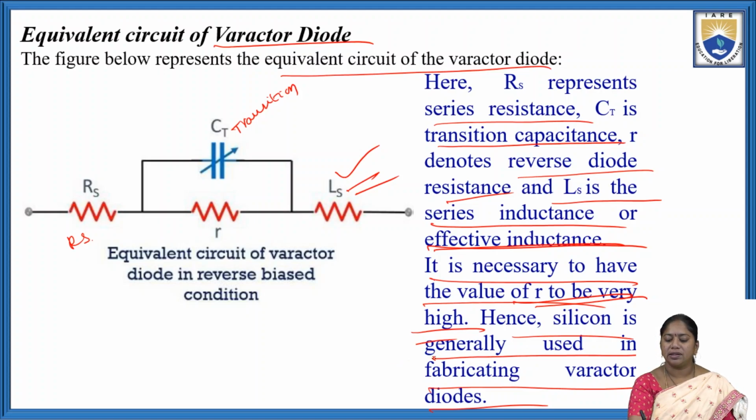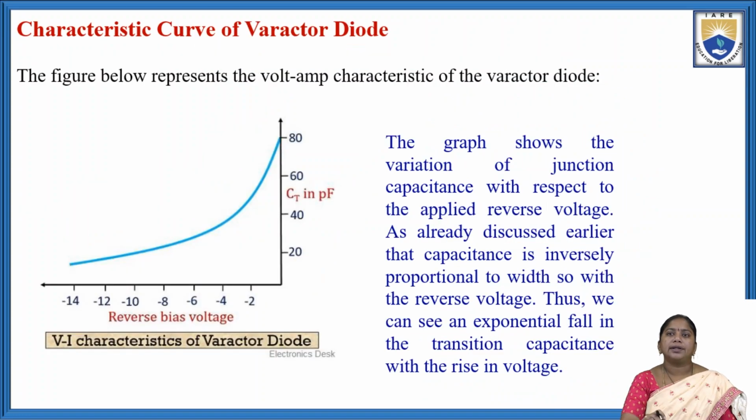Hence, silicon is generally used to fabricate varactor diodes. The characteristic curves of the varactor diode: the figure represents the volt-ampere characteristics of the varactor diode.